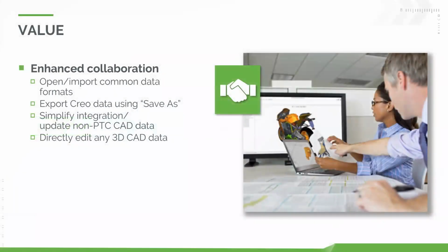Creo Unite is all about enhancing your collaboration. It's the ability to open and import common data formats, which means you don't need to maintain third-party tools and licenses to translate the data, and engineers don't have to waste hours or days working on that. We can do a simple save as to export your data. We can integrate non-PTC CAD data and then actually work with it and make edits to it, which we didn't show today, but it can be done using the flexible modeling extension that Creo offers.